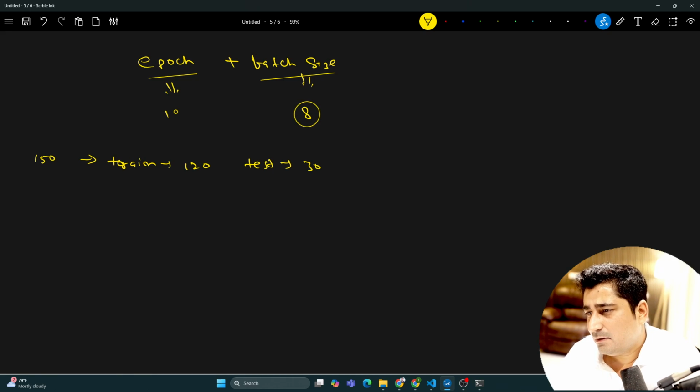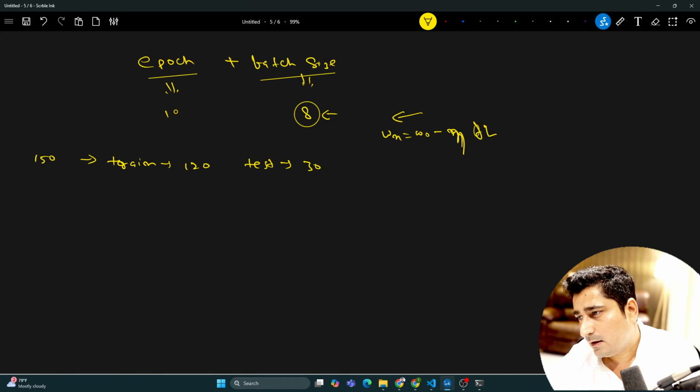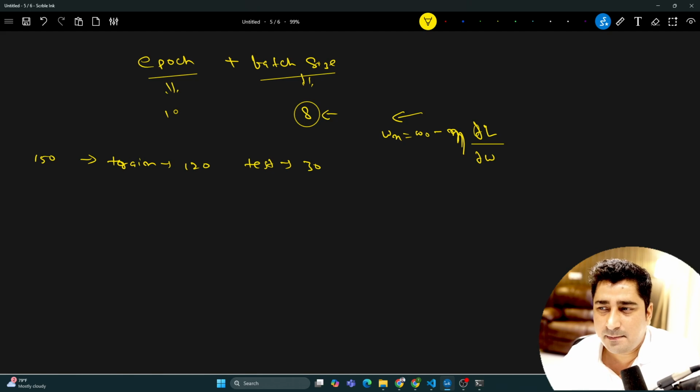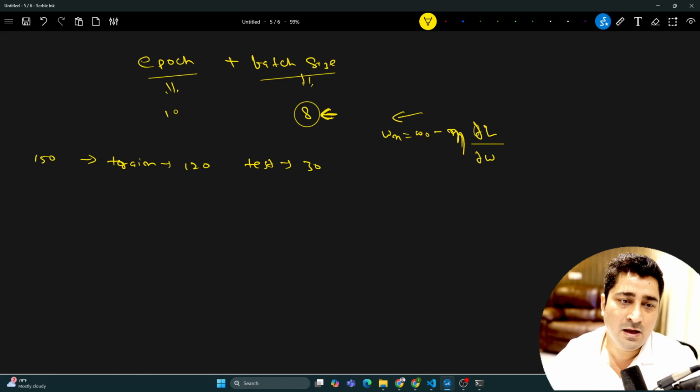Basically, the meaning of batch size is that after this many samples are sent, the backward propagation is going to update the weight. So weight new is equal to weight old minus eta times the derivative of loss with respect to W. So the weight update is going to happen after every 8 samples. This is the meaning of batch size.